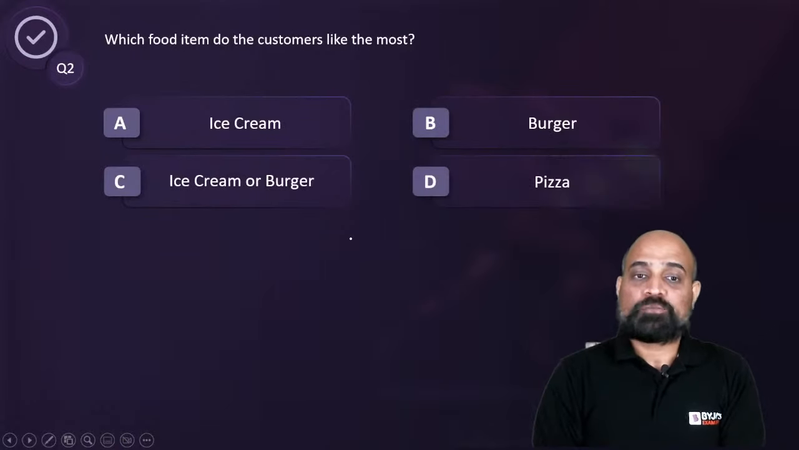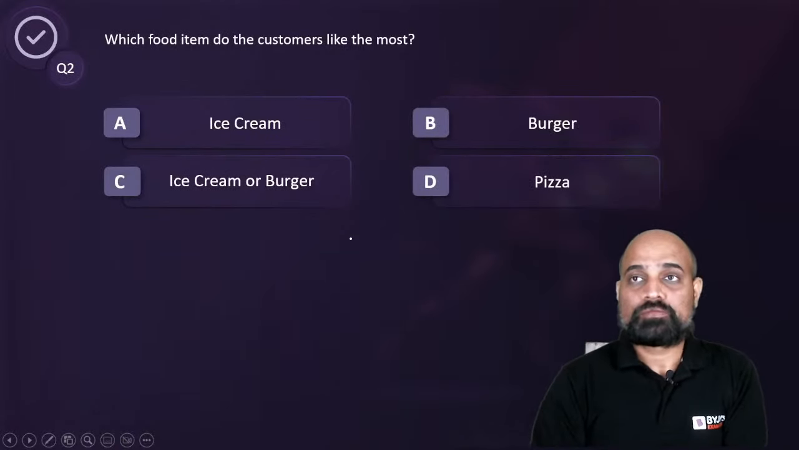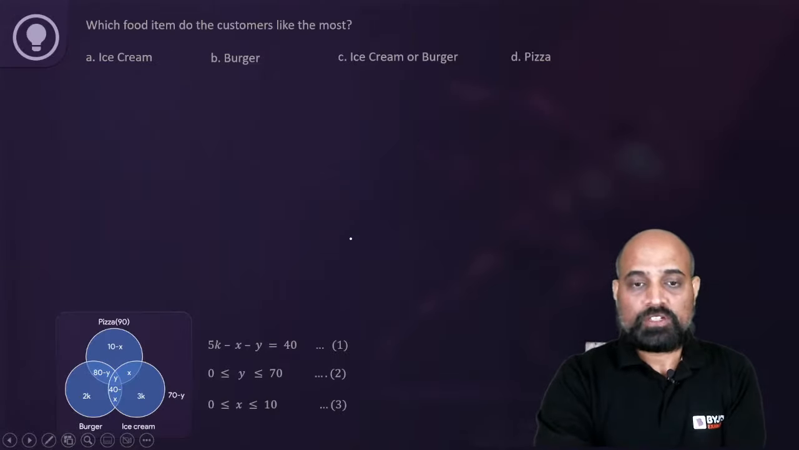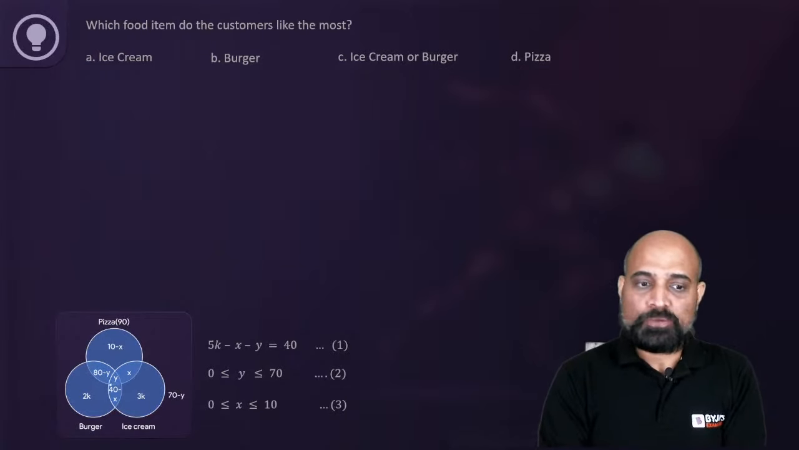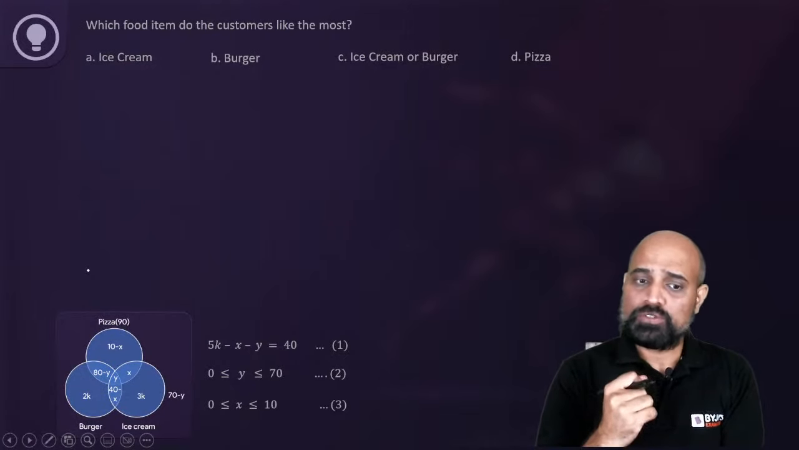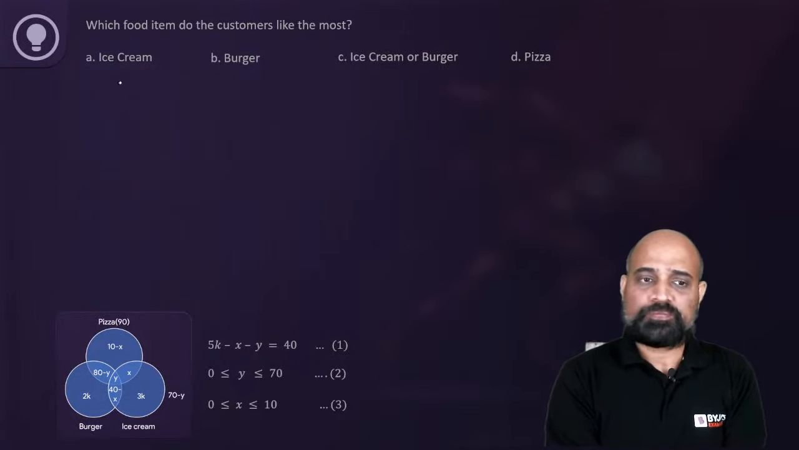Next, which food item do the customers like the most? Which region is going to be the largest? So 40 minus x is going to be largest, 80 minus y is going to be the largest. So there are 8 regions, right, which will be very difficult. So उससे better है कि option से चल लेते हैं. Can ice cream be the largest? We just saw this is 182.